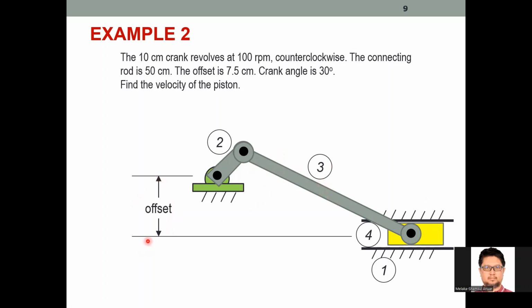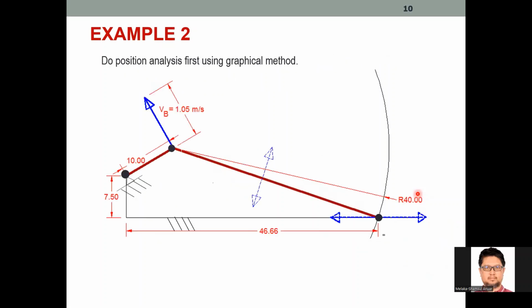Link number 3 is 50 cm. And this is the offset, R1, that is 7.5 cm. The crank angle at this moment, meaning the input number 2, is at 30 degrees. So we need to find the speed or velocity of this piston in this condition.